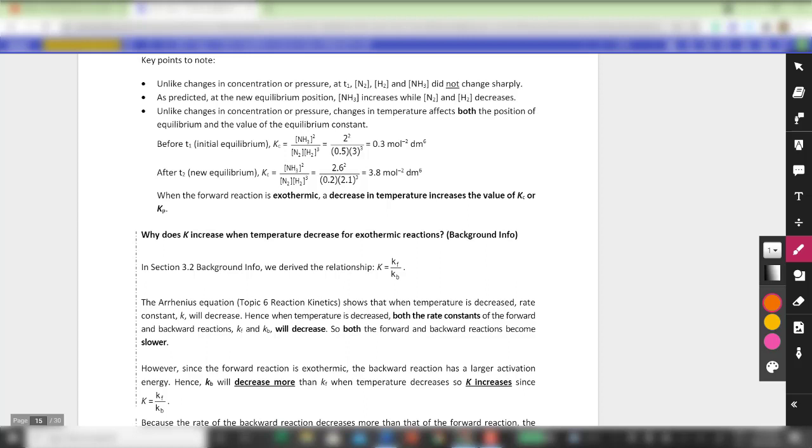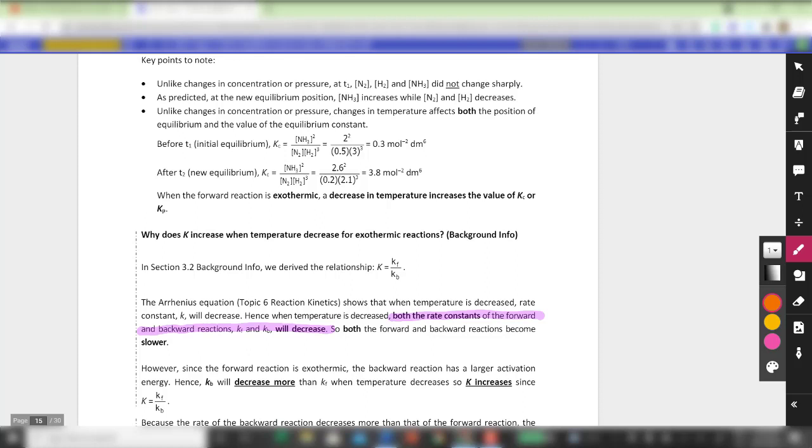For the Haber process, you need to take note that when we decrease the temperature, both the forward and backward rate constants will decrease in value. The value will drop definitely. Nothing has changed from what you learned earlier on. So both your forward and backward rate constants will decrease, and the reaction will become slower. Remember this.